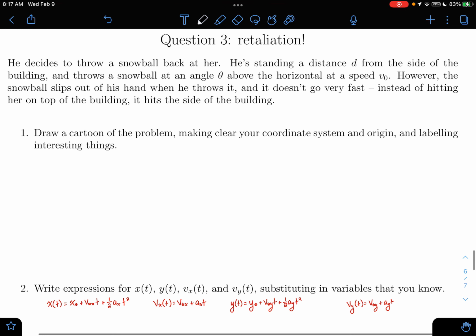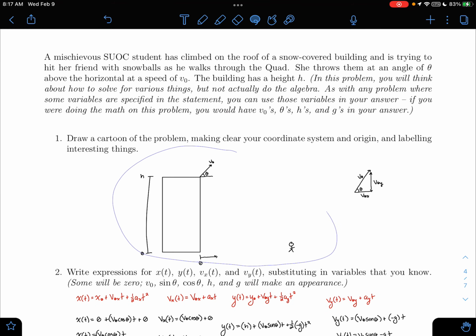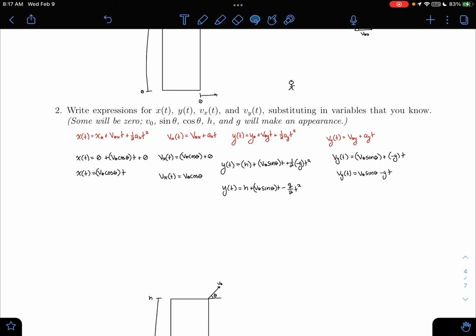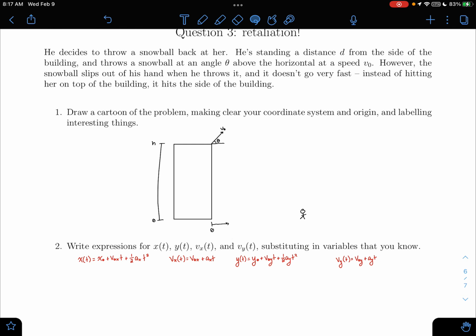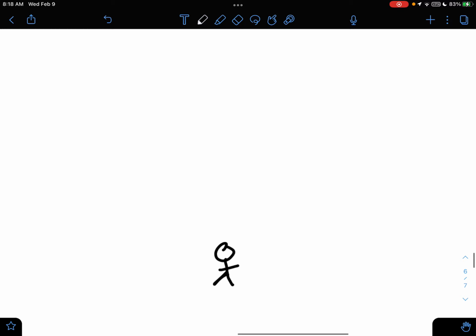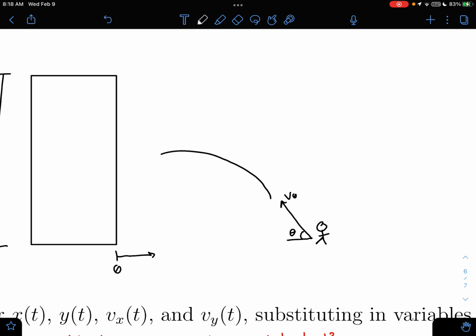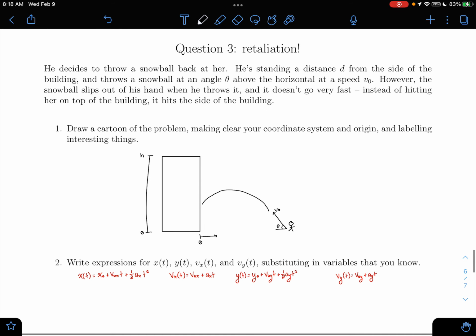So now we're throwing snowballs back up on top of the building. I'm going to steal my drawing from before and just modify it a bit, so I don't have to redraw almost everything. Now we're throwing our snowballs from the ground up towards the building. Here's our V naught. Here's our theta. We're going to be throwing them so they arc up and hit the wall.